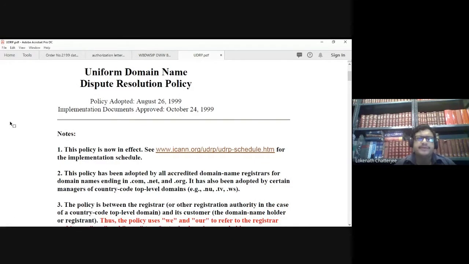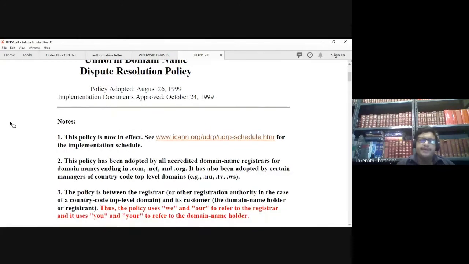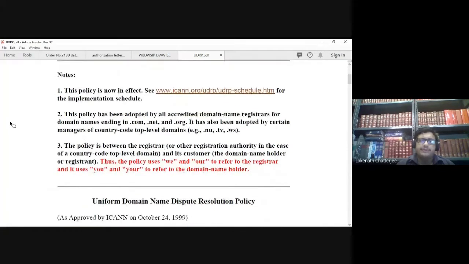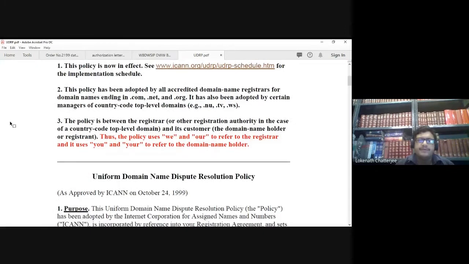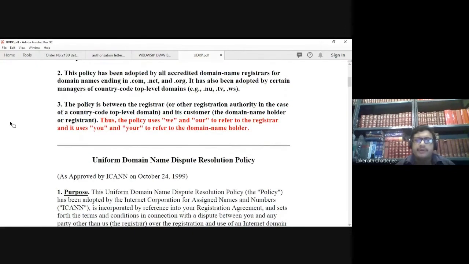As you can see on the screen, it is known as the Uniform Domain Name Dispute Resolution Policy. Now, this was adopted in 1999. This is administered by the World Intellectual Property Organization. Now, the policy has been adopted by all accredited domain name registrars for domain names ending in .com, .net, and .org. It has also been adopted by certain managers of country code top level domains.